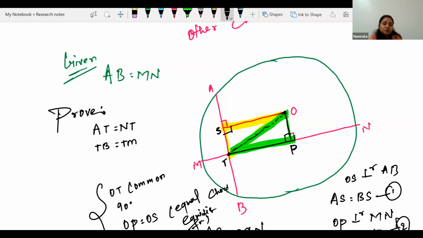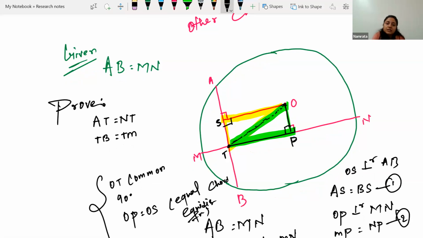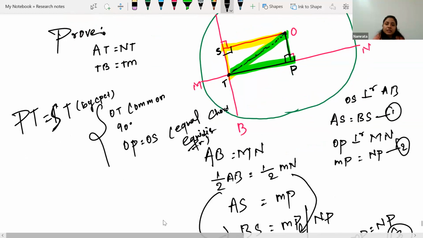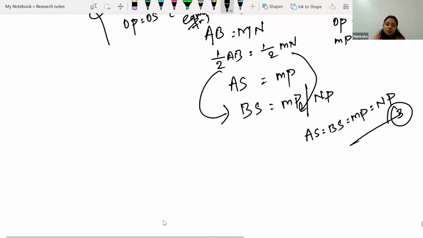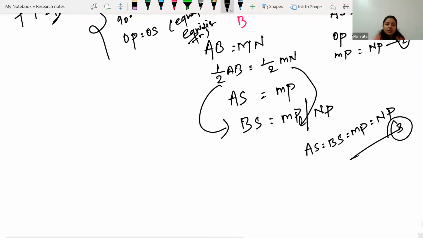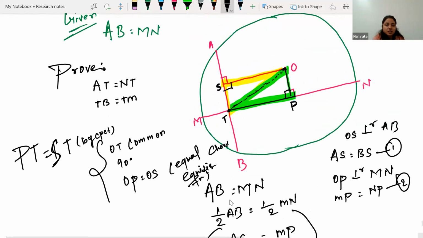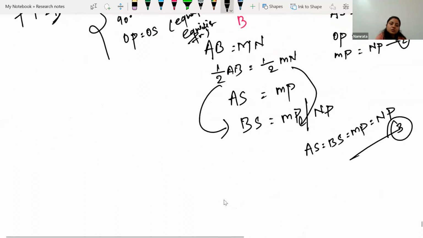Once we are able to prove these two are congruent triangles, we can say that PT and ST will be of the same length. We will be able to say that side PT and side ST are the same by CPCT. Now we have equation number 3, and we have PT, ST the same. So in equation number 3 we have AS, BS, MP, NP all the same. So let's use this information.